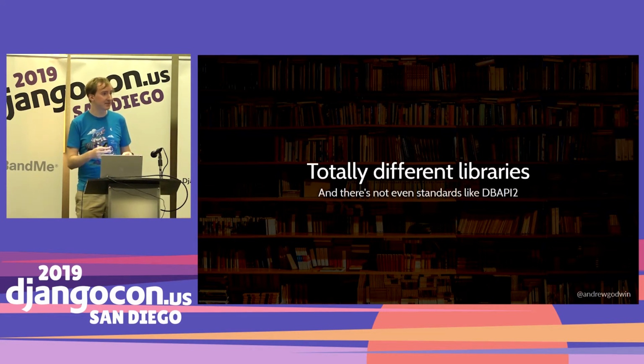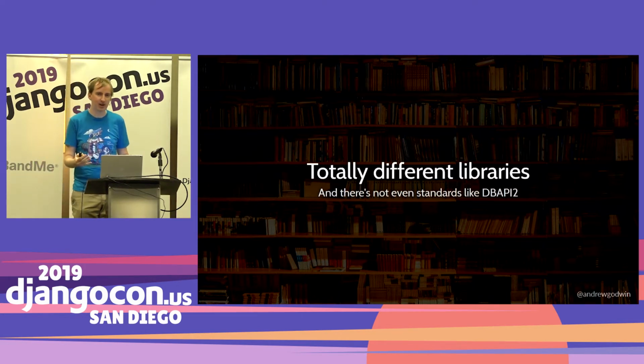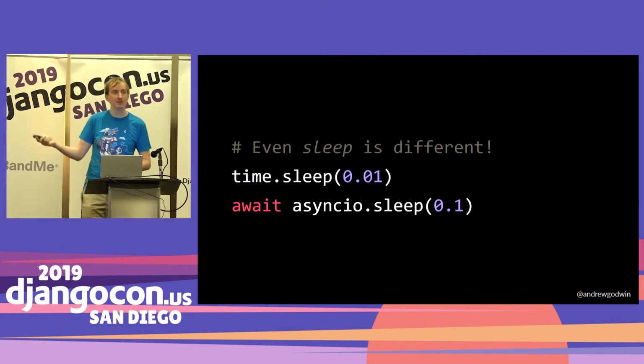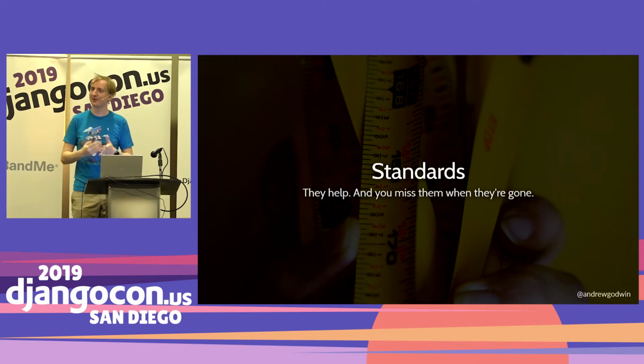These are all libraries that were written in a synchronous world. And for things like databases, we have a standard called DBAPI2. It's synchronous. There is no DBAPI3 that's asynchronous. There is no standard way for all the different async MySQL and Postgres libraries to present themselves to Django. Even sleep is different. It's not even the same thing. It's literally a different import from a different place. Standards are really good, and one of the problems you have when you wander into this new world is that they're not there anymore.